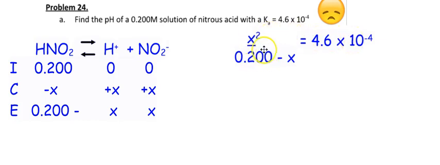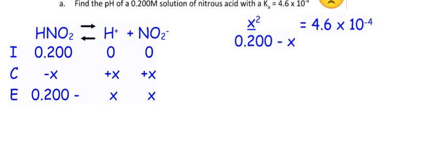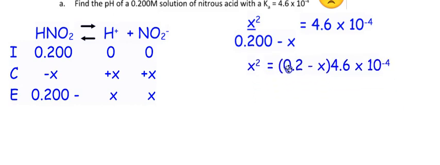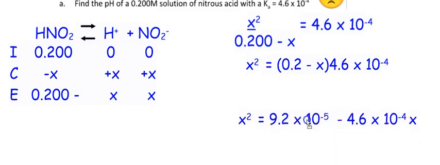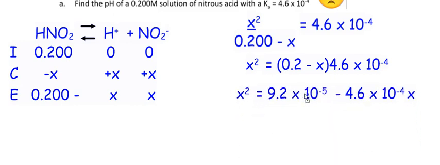So here's my next step. And can I do anything with this? No, I really can't, sadly. So I'm going to have to use the quadratic, if you will. So this is what I did next. I multiplied both sides by 0.200 minus x, okay? And so then I have this.